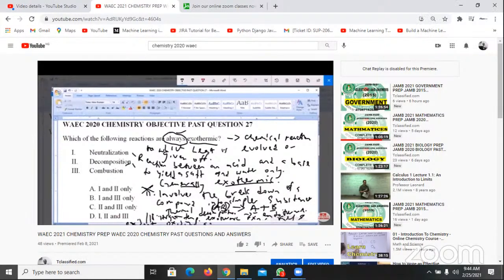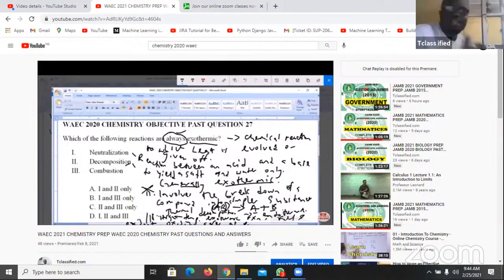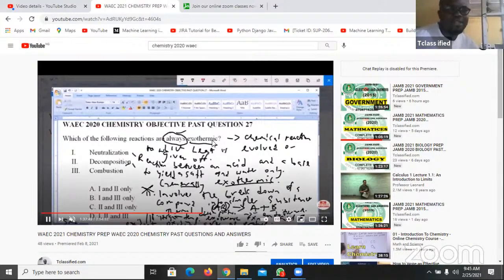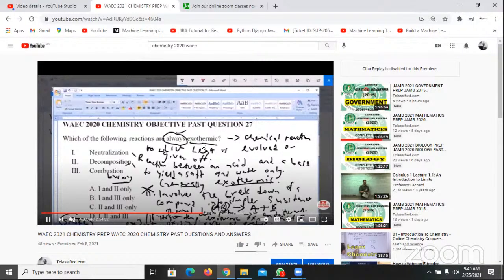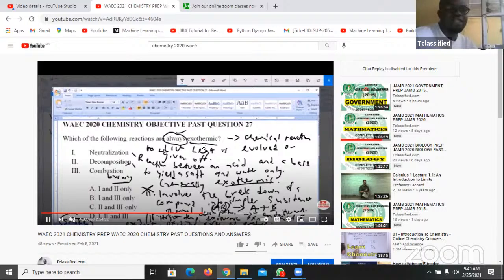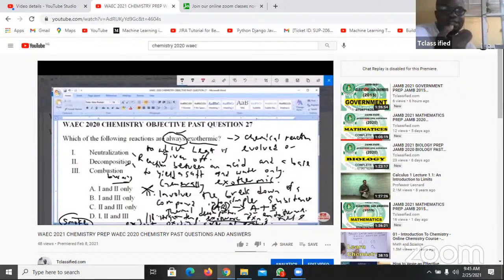When you say thermic, that word therm simply means heat. So when it's exo, it means it gives out heat energy, exothermic. Anything thermal means heat. You understand? So exothermic means that they give out heat. Like if the reaction is taking place, if you take your hand close to the container of the reaction, you feel heat.